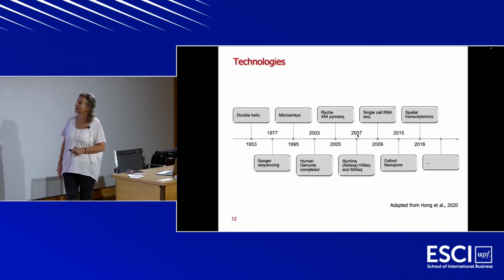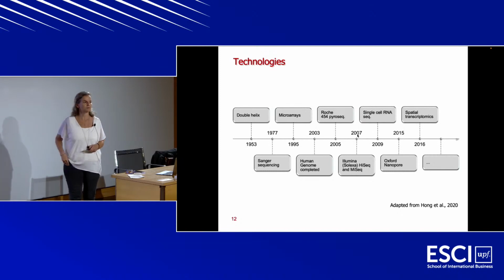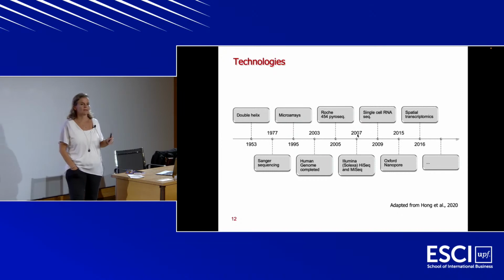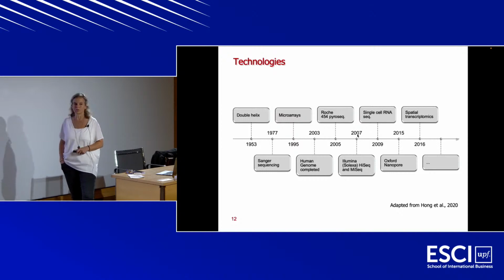So let's start with the technologies, and for that I'm based on a figure that was published by Hong et al. a couple of years ago, in which the different technologies were placed in a timeline, starting with the double helix, which was discovered, let's say, by Watson and Crick in 1953. Then we have the Sanger sequencing, which was the first technology to obtain the nucleotides of the different DNA. And this Sanger sequencing was applied to sequence the human genome. In the meanwhile, the microarray technology appeared, and this was in 1995. And a couple of years after the human genome was sequenced, the first technology for sequencing appeared, which was the pyrosequencing by Roche, and this was in 2005.